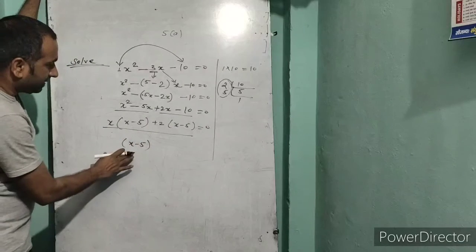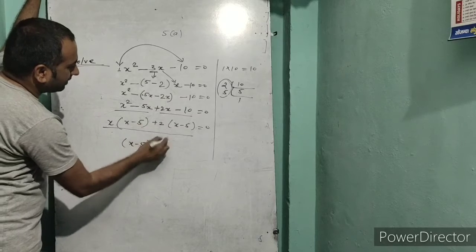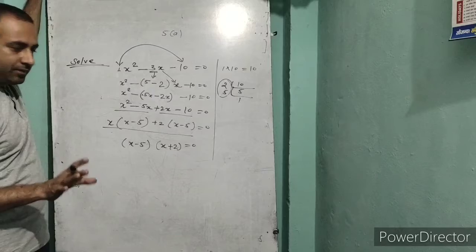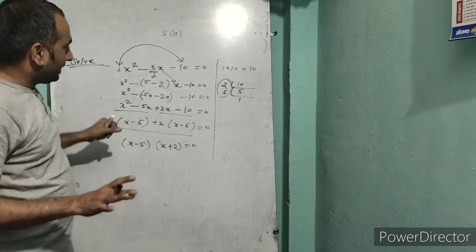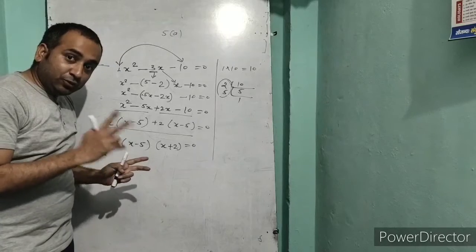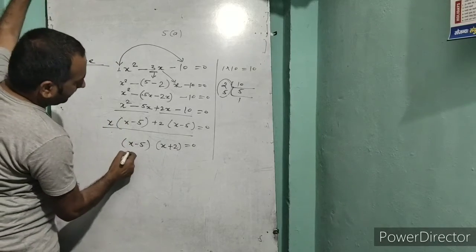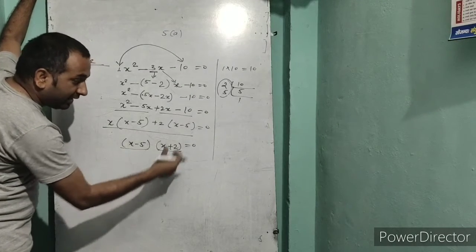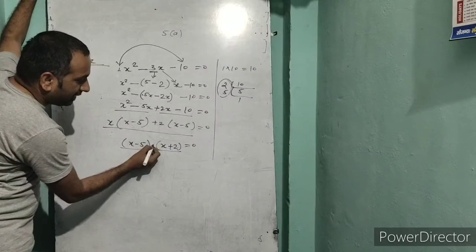Okay, x minus 5 is common. So what we will get is (x minus 5)(x plus 2) equals 0. Any issue? So it's a quadratic equation, and the roots of the quadratic equation will be how many? 2. Okay, so see here, it's x minus 5 and x plus 2. What is the mathematical sign here?